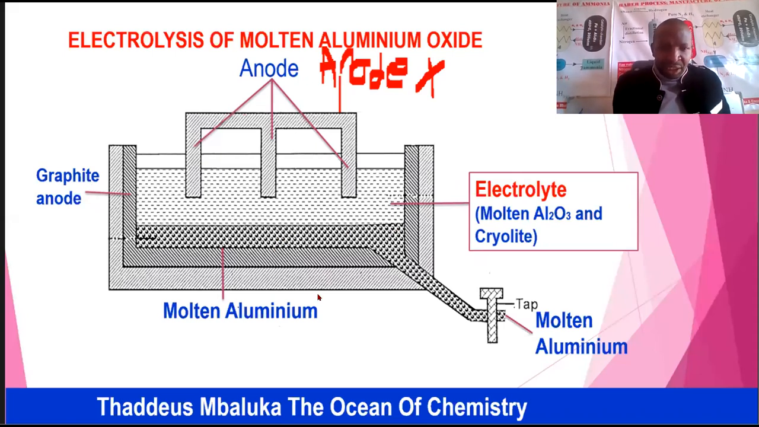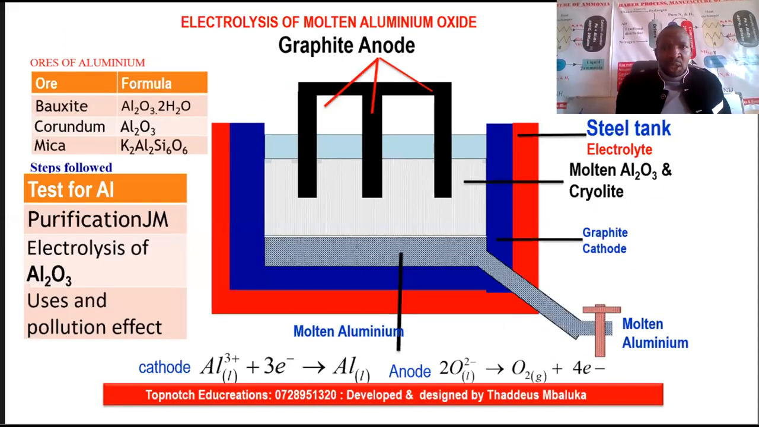Let me just use the next diagram, which is more magnetic, so that you are able to understand better. Let me show you my personalized diagram. So this is the diagram of electrolysis of aluminium. Are you able to see it? Yes. This is now a personalized diagram from the ocean itself.